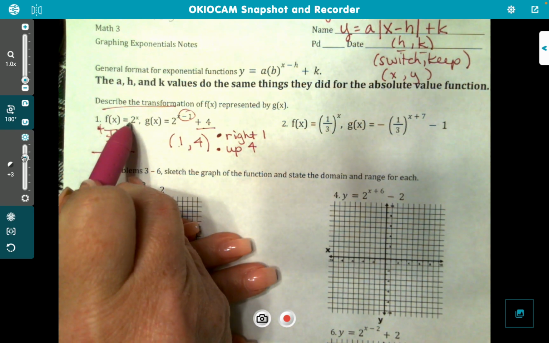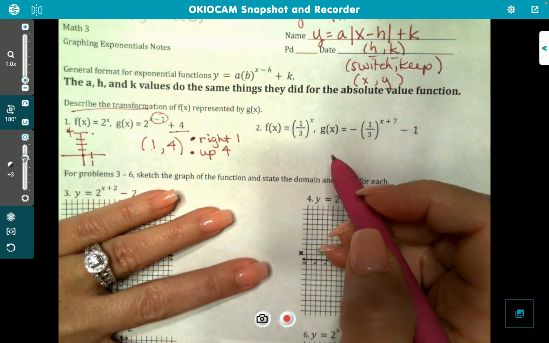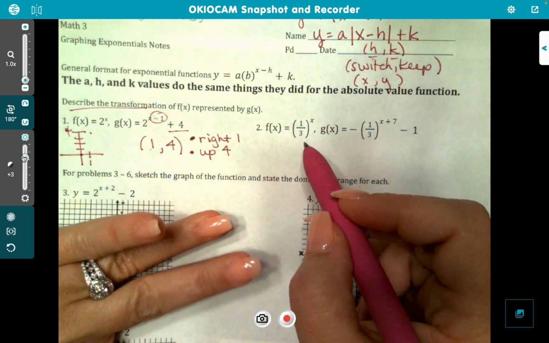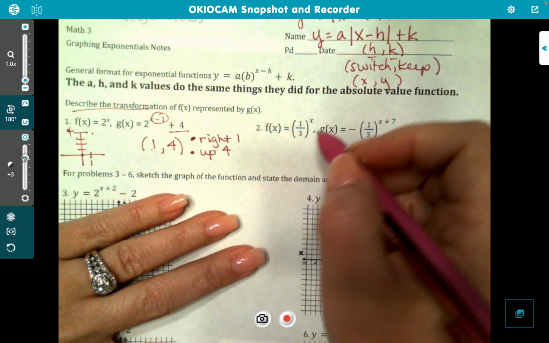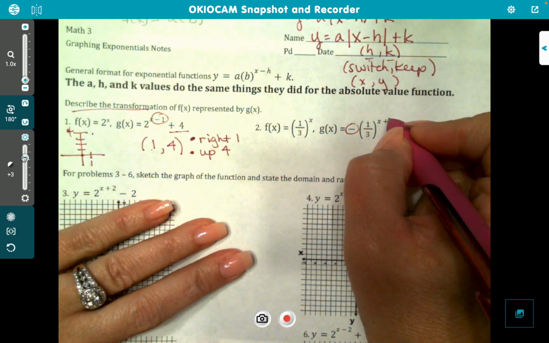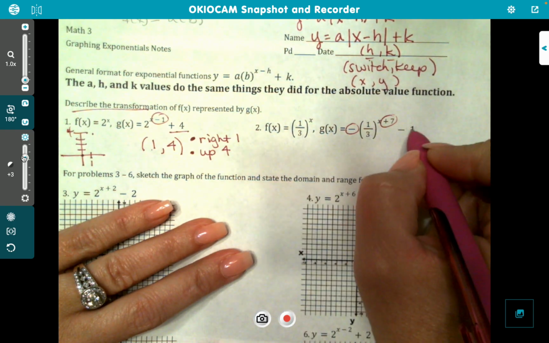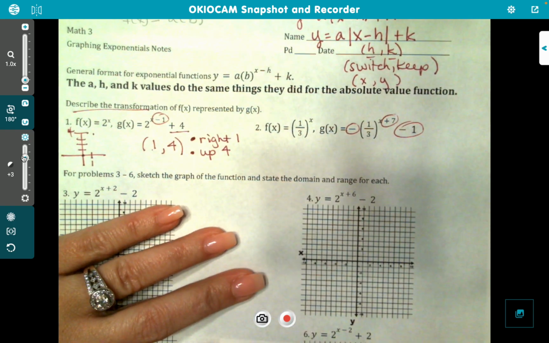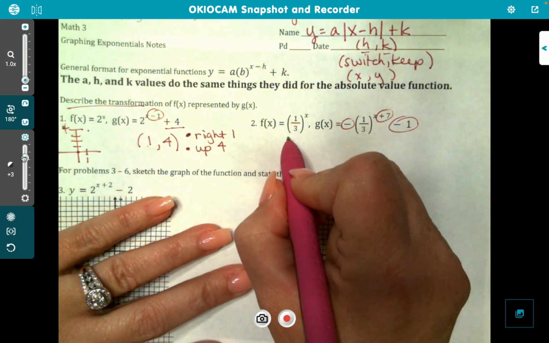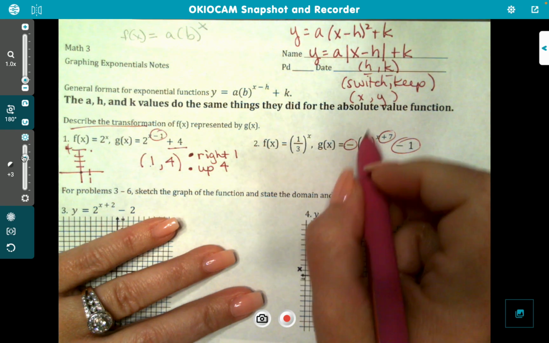So notice we have 2 to the x, which is growth. Over here for number 2, we have y equals, or f of x equals 1/3 to the x, which just means decay. But notice we have 3 things added. We have a negative in the front, then we have this plus 7 added onto the x, and then this minus 1. So the first thing is to recognize that a negative will do the same thing to any function.